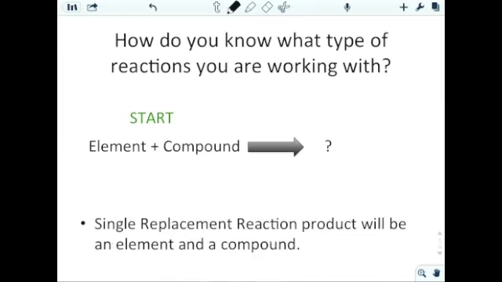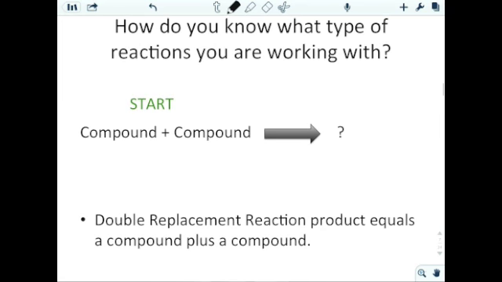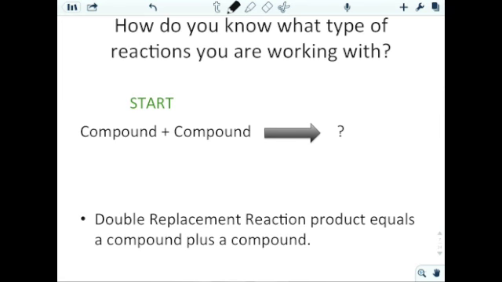If we have an element plus a compound, we're going to have a single replacement reaction. And the products will be another element and another compound. Again, remember that like replaces like. So metals replace metals and nonmetals replace nonmetals. And lastly, if we have a compound plus a compound, then we are going to have a double replacement reaction. And remember, they switch partners and produce a compound plus another compound.